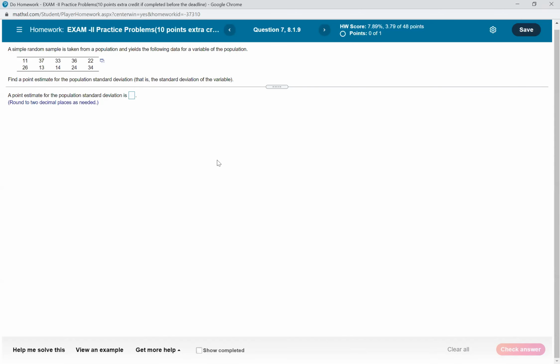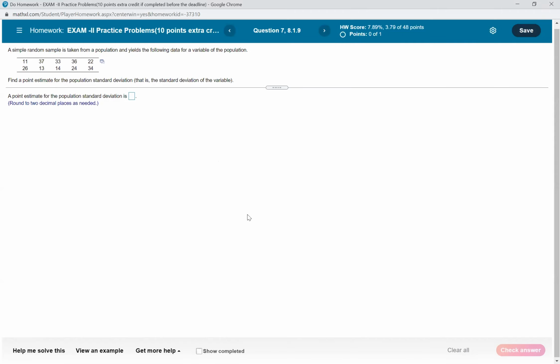Okay, a simple random sample is taken from a population and yields the following data for a variable of the population. So we have this data, find a point estimate of the population standard deviation. So we are given a sample and we have to find the point estimate of the population standard deviation. So what is the point estimate of the population standard deviation?